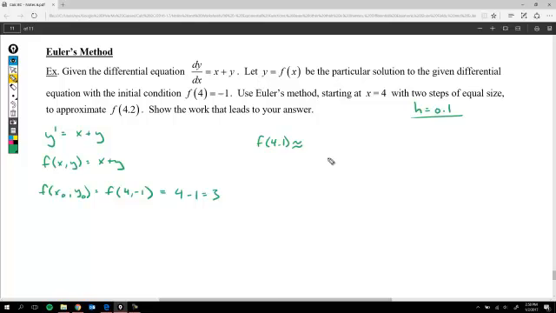In order to do that, I'm going to have to name some variables. So f of 4.1 is y sub 1. That just means that's the y value after one step. The y value after 0 steps is negative 1. The y value after one step is going to be the estimate to f of 4.1. We're trying to get to f of 4.2. The formula for this is initial plus step size times my function value, or my derivative, however you want to think about it.